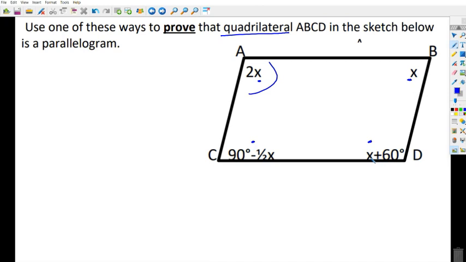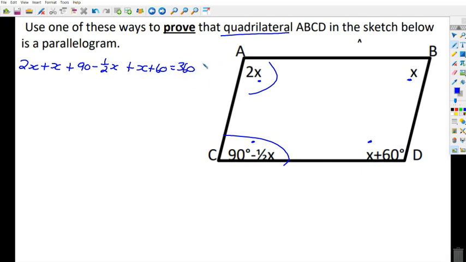So let's go solve for x. If I solve for x, then it's going to help me a whole bunch. So I can say here 2x plus x plus this angle over here. That angle there is 90 minus a half x. Then plus the 60 plus x. Sorry, not the 60 plus, yeah, x plus 60 is equal to 360 degrees. And why can I say this again?